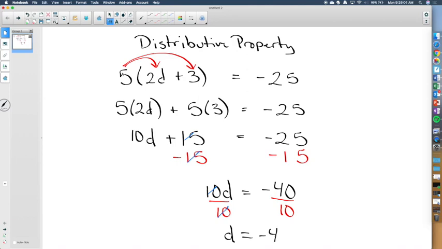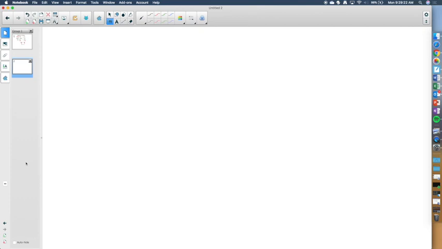So using the distributive property, we simply remove the brackets and multiply everything inside the brackets by what was out front. That gives us our equation, and we solve as we've been doing. Okay, so I'm going to take it up one level. Let's look at some examples involving some more difficult numbers.